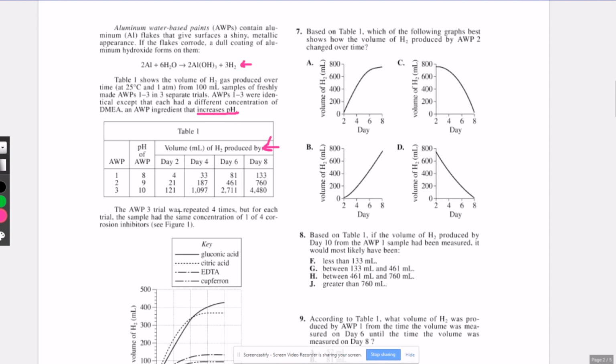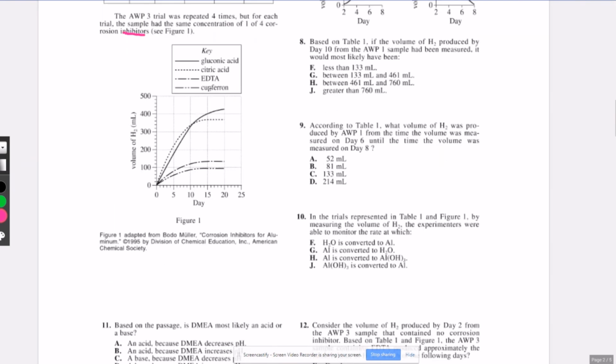Anyway, the AWP trial was repeated 4 times, but for each trial, the sample had a different concentration of 1 of 4 corrosion inhibitors. So inhibitors are things that slow stuff down. So that's important, right? So we have these different acids and items, and for different amounts, they slowed down corrosion at different levels. Again, we have volume of hydrogen is the thing we're measuring. So we're saying more hydrogen produced means more corrosion.